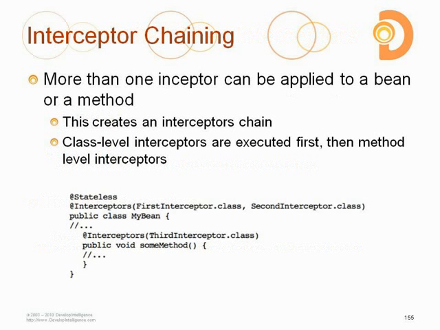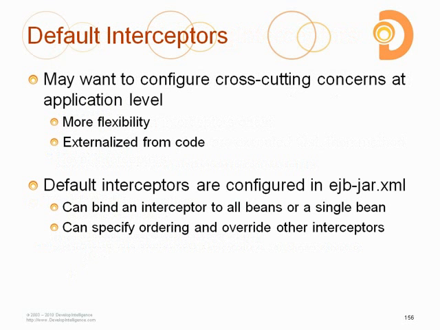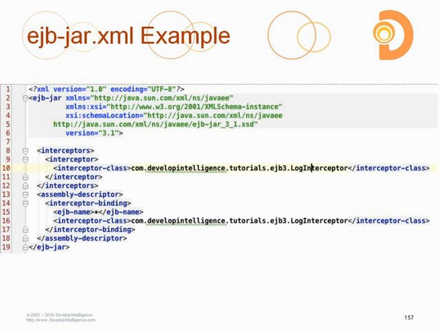So, interceptor chaining, I mentioned this already. It is an ordered list. There is also a way to create a default interceptor, so I'll pull up the XML. The idea here is that instead of defining interceptors in every single class, I can define an interceptor at the application level, and then it will be applied to all the classes.